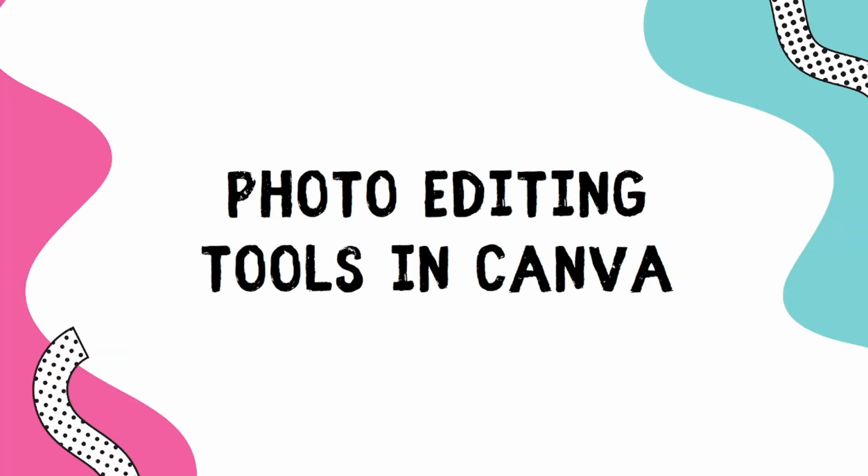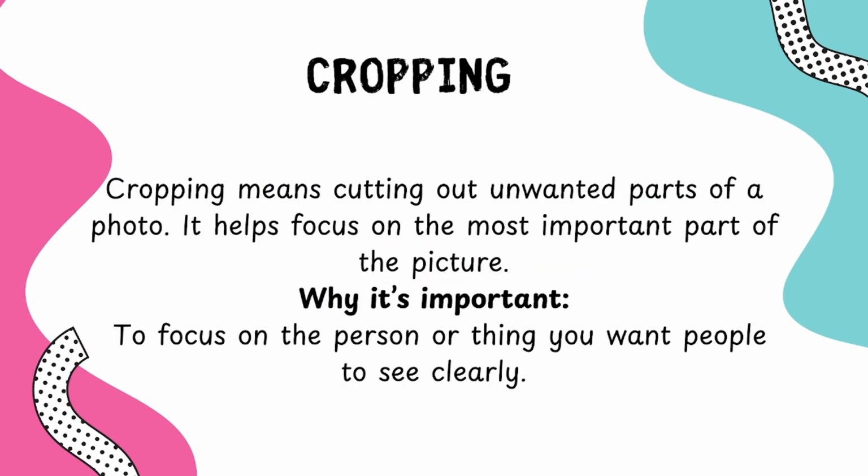The next thing we are going to be looking at is photo editing tools in Canva. We are going to look at different tools that we can use to edit photos in Canva. The first tool we have here is cropping. Cropping means cutting out unwanted parts of a photo. It helps focus on the most important part of the picture.